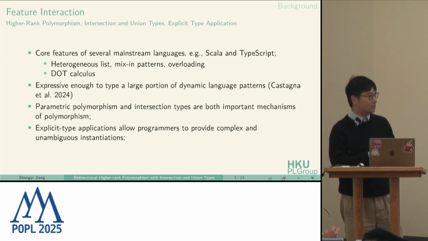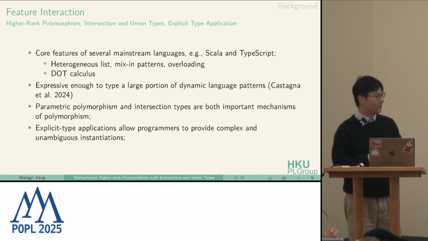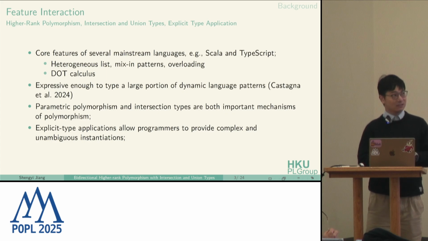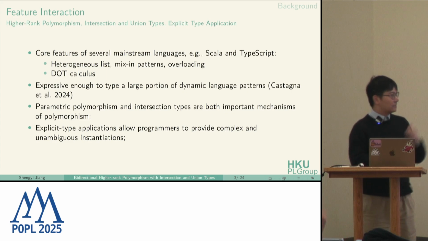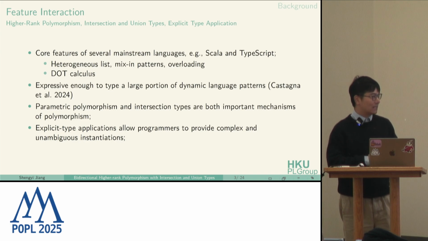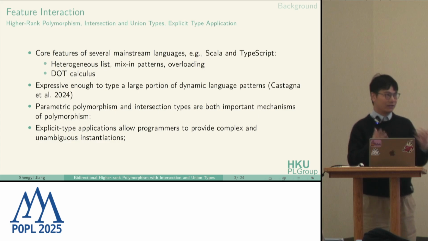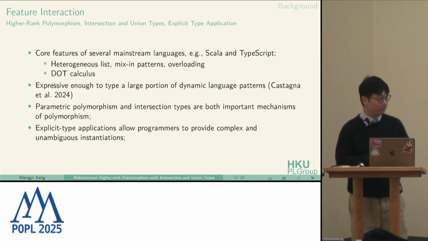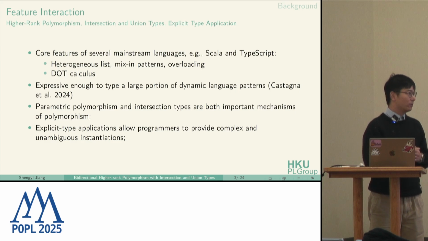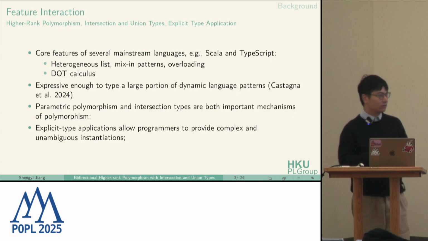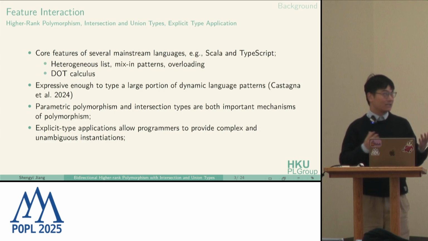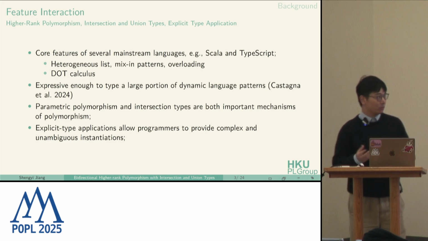And I don't have to mention the necessity of parametric polymorphism here, I guess. And secondly, in recent studies, people find that their combination is expressive enough to type a large portion of dynamic languages. You don't need gradual typing, but you already use these features. You give static types to a large portion of programs. Third, parametric polymorphism and intersection types are both important mechanisms to represent polymorphism. One is closed world, one is open world.